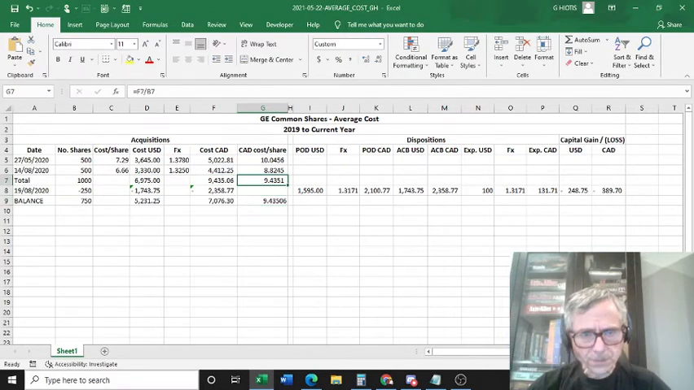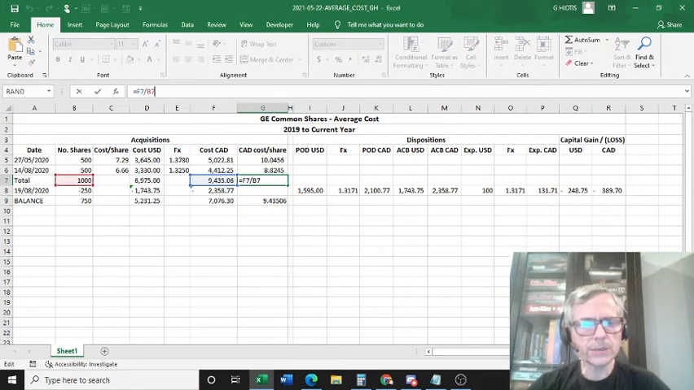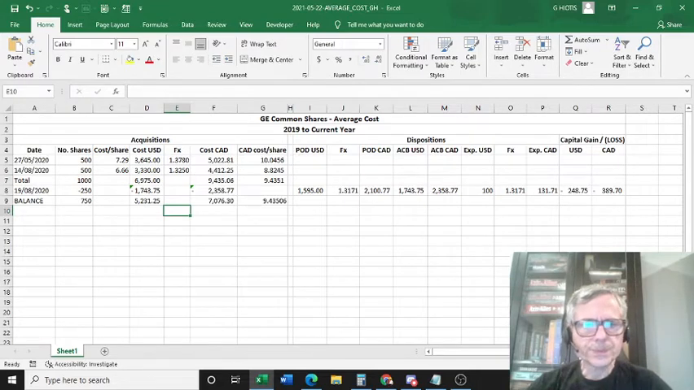Now, you take the average cost again, which is your total cost divided by the total number of shares that you acquired. That will give you approximately $1,743.75 worth of shares disposed at this average price. So I sold 250 shares, and my average cost is $9.34 Canadian. Here you go.